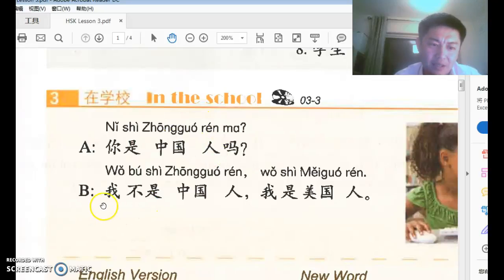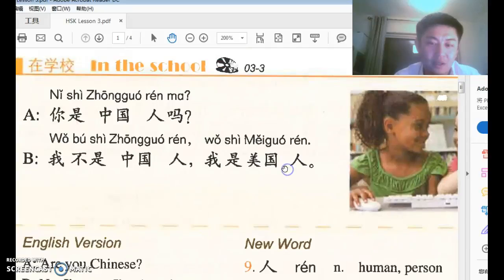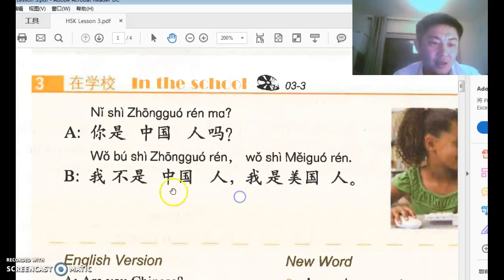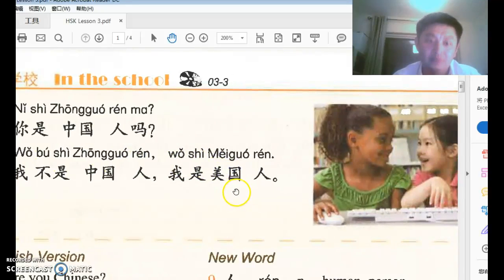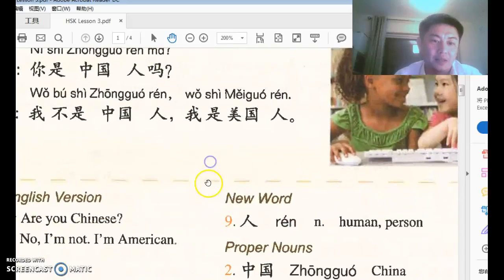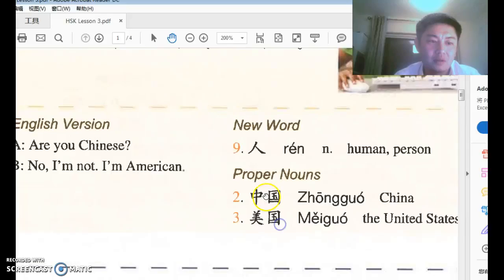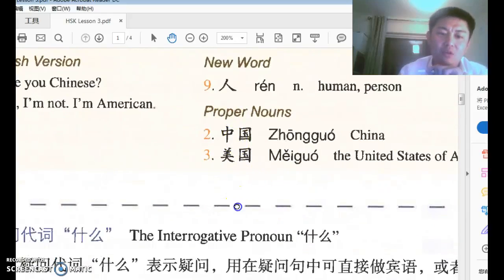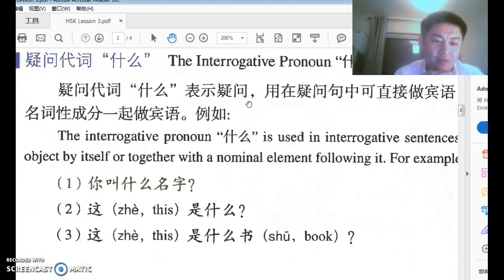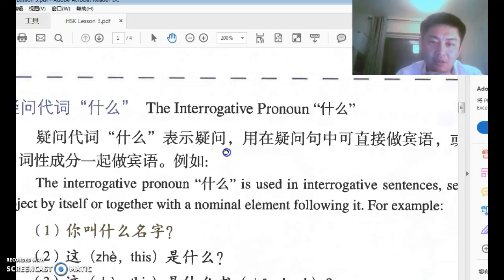Okay. And B says, 我不是中国人，我是美国人. Like, do I look like Chinese? 我不是中国人，我是美国人. Right. That's conversation number 3. And yeah, there are a few grammar points, but nothing too difficult. And the conversation is fairly easy, right?